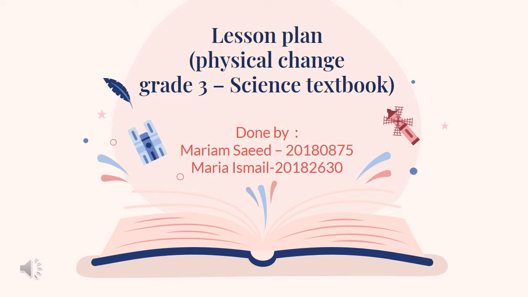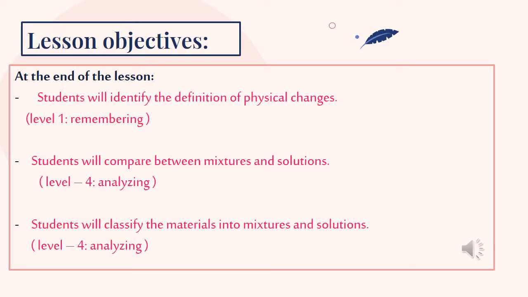We designed this lesson plan for elementary third grade about physical change in the science textbook, second semester. The plan consists of three objectives. At the end of the lesson, students will identify the definition of physical change, level 1, remembering. Students will compare between mixture and solutions, level 4, analyzing. Students will classify the material into mixture and solution, level 4, analyzing.